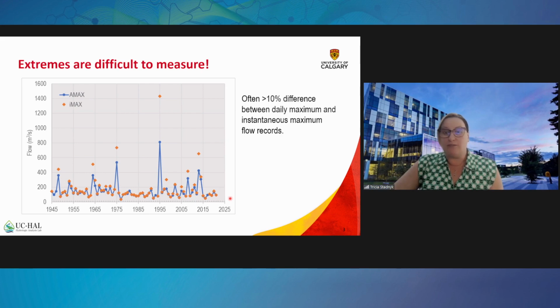Another issue that we have globally is record lengths. This gauge in particular has data from 1945 to present, which represents a typical to actually longer period of record in Canada. The mean is about 50 years actually.